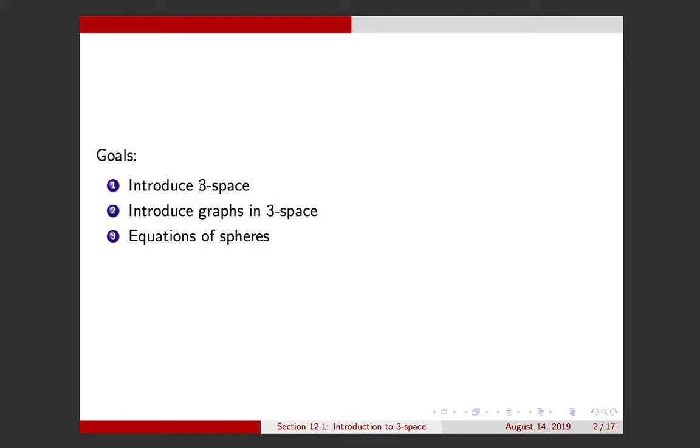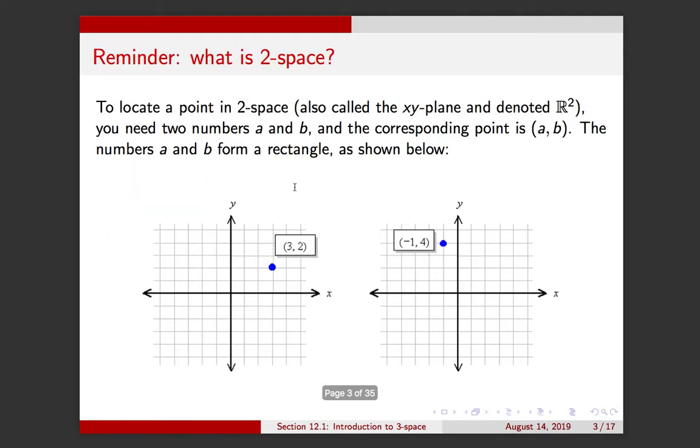We're now going to move on to 3 dimensions. That's what three-space is. Okay, so just a reminder, what is two-space? Two-space is a fancy way of talking about the XY plane, also denoted R squared with this fancy capital R there. And to locate points there, as I'm sure you know, you need to specify 2 numbers. And the corresponding point is just (a, b), and the numbers form a little rectangle. So here's 1, 2, 3 on the x-axis and 2 on the y-axis. You make this little rectangle, right?